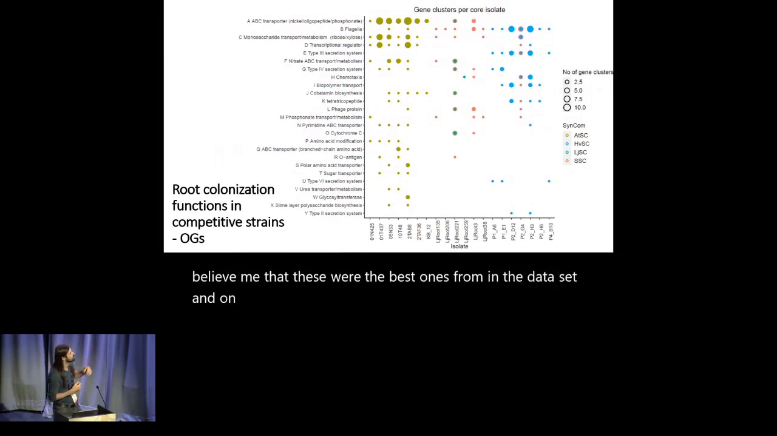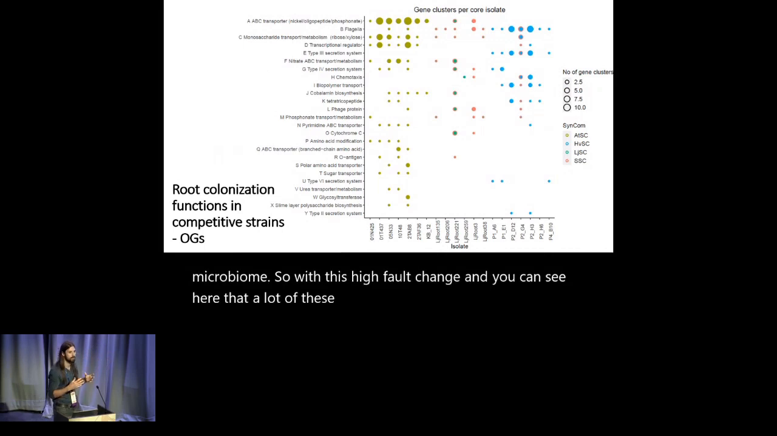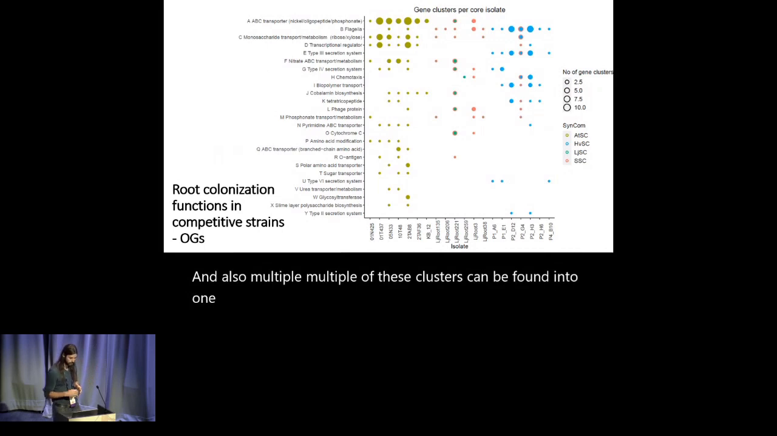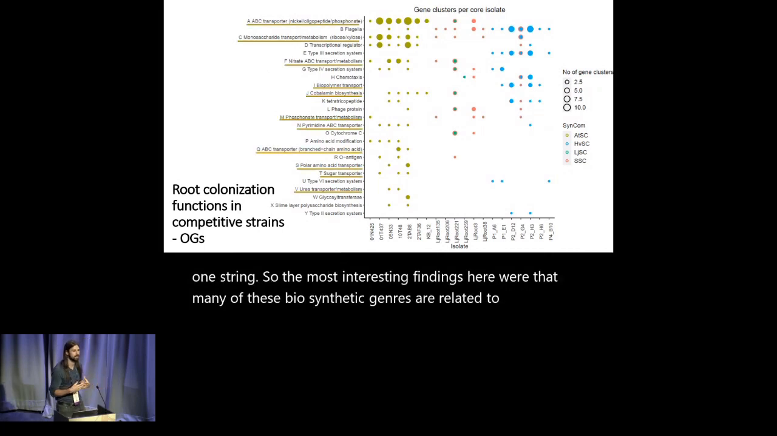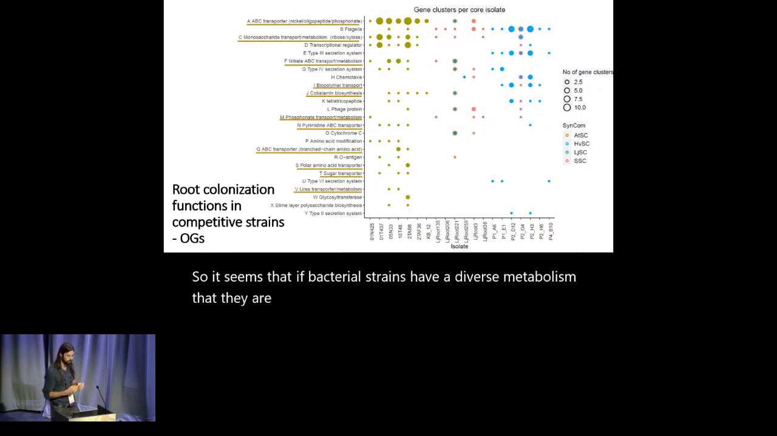And on the y-axis you can see the gene clusters that are statistically associated with competitivity in the root microbiome, so with this high fold change. You can see here that a lot of these biosynthetic gene clusters can be found in multiple strains, and also multiple of these clusters can be found in one strain. The most interesting finding here was that many of these biosynthetic gene clusters are related to metabolism. So it seems that if bacterial strains have a diverse metabolism, they are more competitive in the root microbiome.